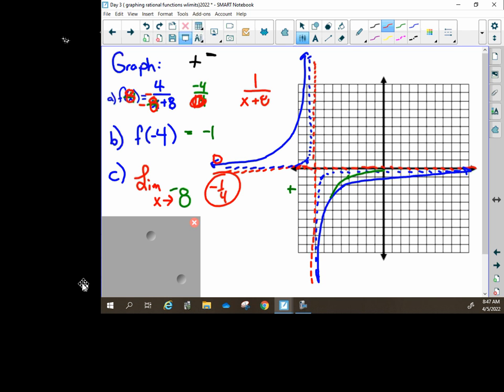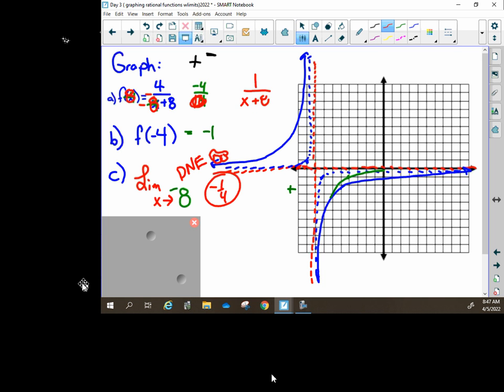If I start over here and I drive from negative 8, as I approach negative 8 from the left, what's my limit going to be coming from the left? Positive infinity. But if I'm approaching it from the right, what am I getting? This is negative infinity from the right. So if I have this right here, that does not exist.